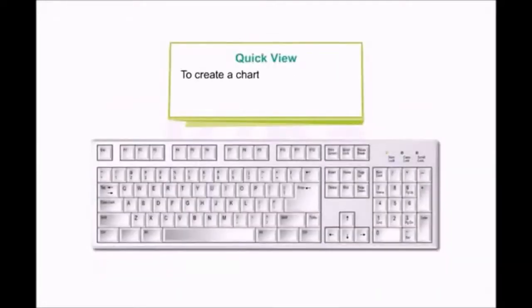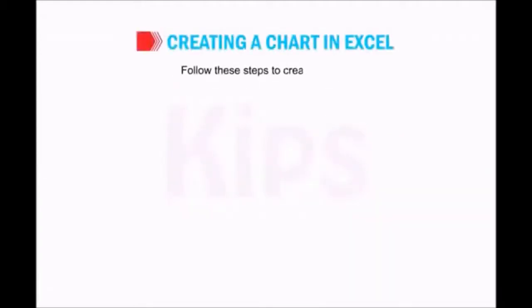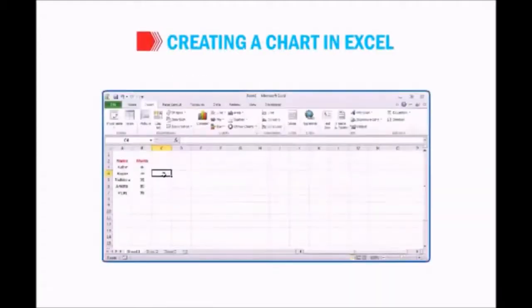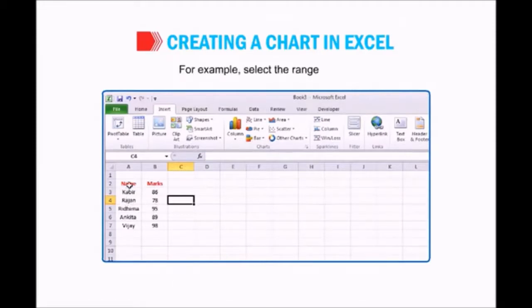Students, let us take a quick view. To create a chart instantly, select the data that you want to present in the chart and then press F11 key. Follow these steps to create a chart. Select the range of cells from the worksheet that contains the source of data for the chart. For example, select the range A2 to B7.